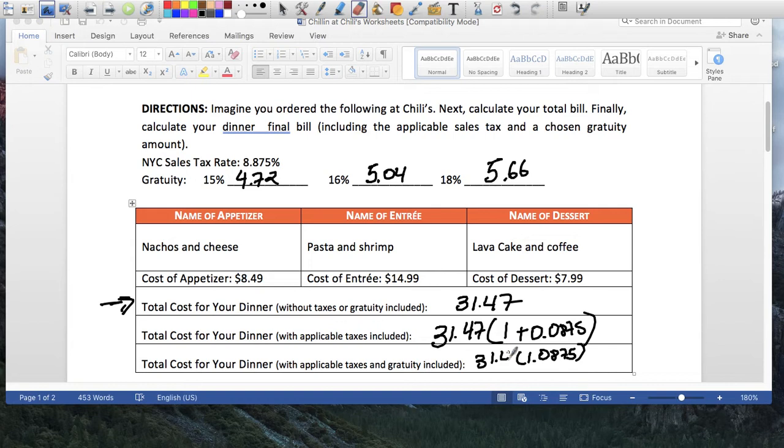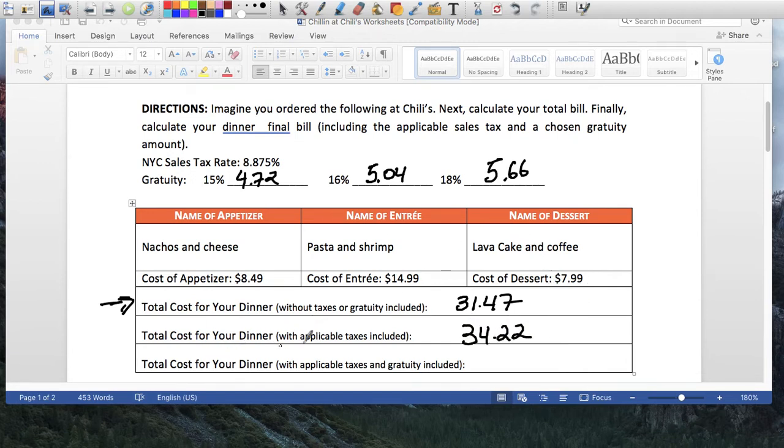So let's multiply 31.47 times 1.0875. That's going to give us $34.22. So I'm going to write that down. I'm going to erase some of the stuff. 34.22, and so your food plus tax is 34.22.